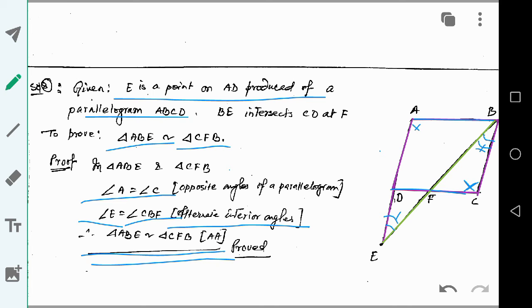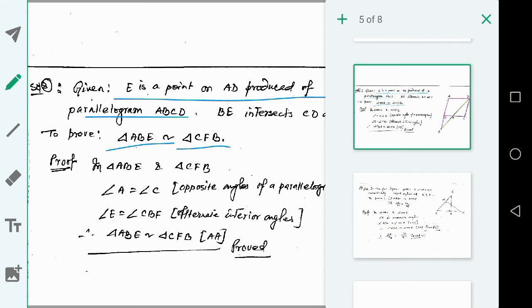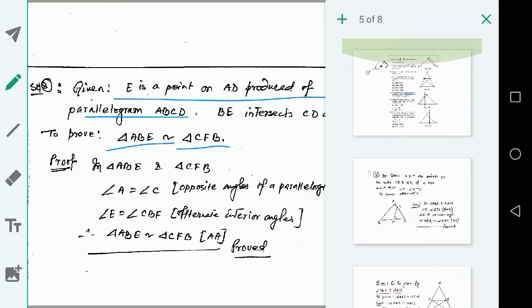So hope you have understood this. Let me clean this page so that you can note it, okay. Now let's move on to the next question, that is question number 9.